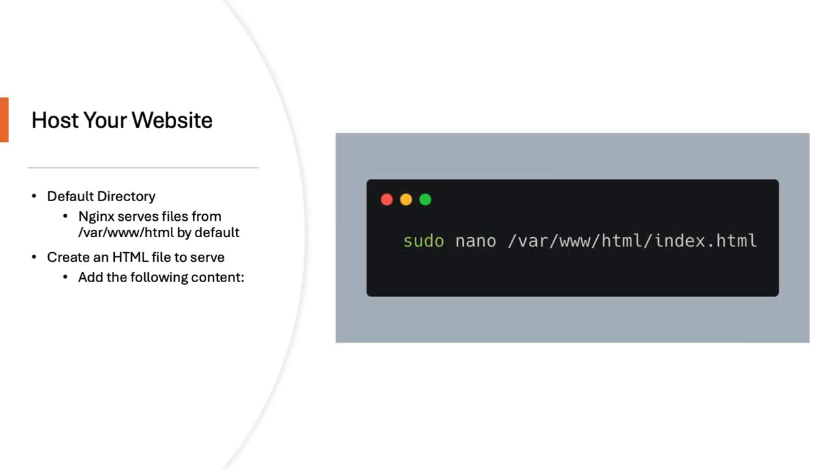To set up Nginx, first note that it serves files from the /var/www/html directory by default. Next, create an HTML file with the specified content to serve. Put your first page into index.html.